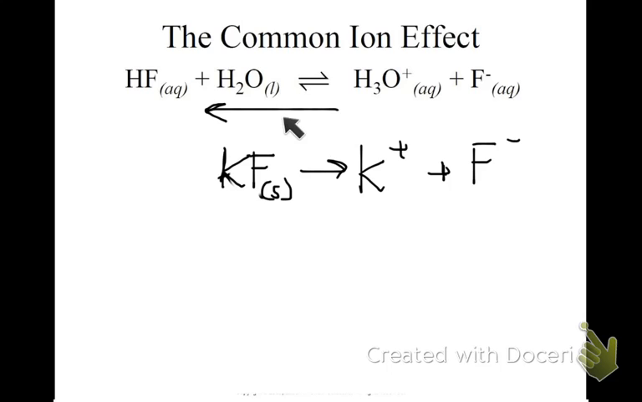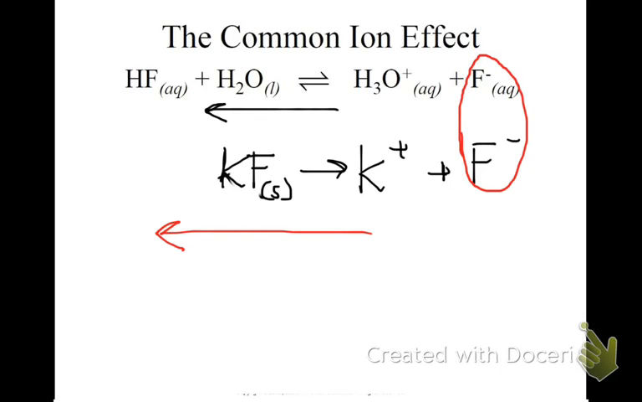So if we take a look at these two systems, which are happening in the exact same container, by adding this potassium fluoride, we've added potassium ions and we've added fluoride ions. And the fluoride ions are going to have the effect on the system. Those fluoride ions mean you're going to be increasing the concentration of fluoride inside of this solution. So by adding the fluoride, it's going to drive the equilibrium even harder over to the left.